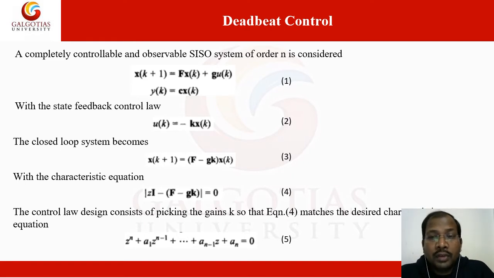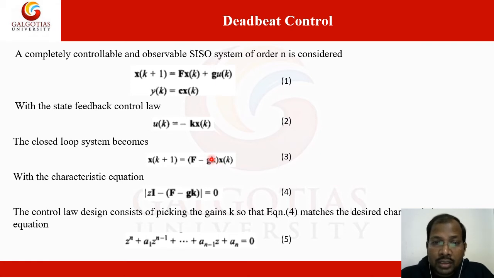As you know, here we are considering a SISO system. The system can be represented in the form x(k+1) = Fx(k) + Gu(k), and the output equation is y(k) = Cx(k), where k is an integer value. As already discussed for the state feedback controller, we can choose u(k) = -Kx(k). The closed loop system becomes, when we put this into the state equation, x(k+1) = (F - GK)x(k).